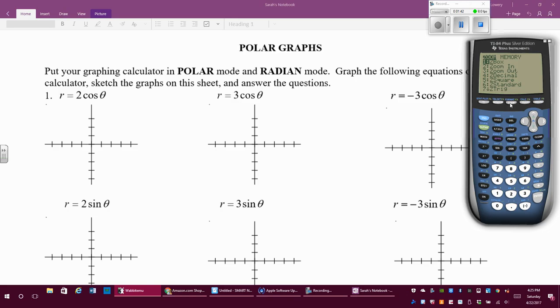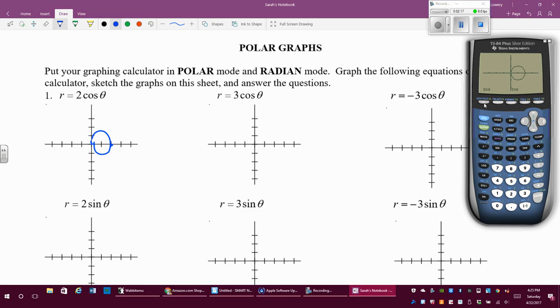I actually want you to go to zoom and go to zoom 5, which is zoom square. Now, it did make it square, but I want to zoom in just a little bit. So we're going to zoom in, and we can see that this is a circle. So on this very first one here, I can see it's a circle. It starts at the origin, and it extends out to the point (2, 0), and kind of looks like that. That's a really bad sketch, so hopefully yours looks a little bit better. Things to notice, though, it's sitting on the x-axis.